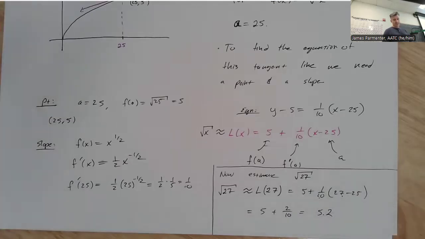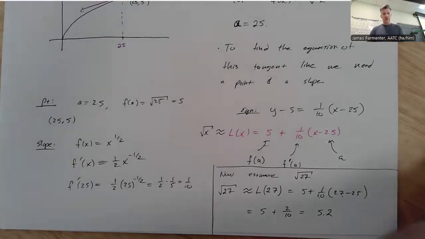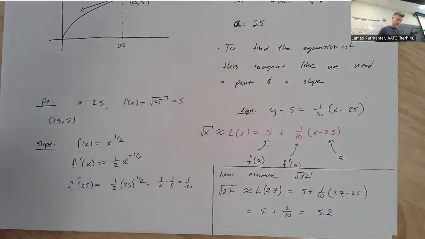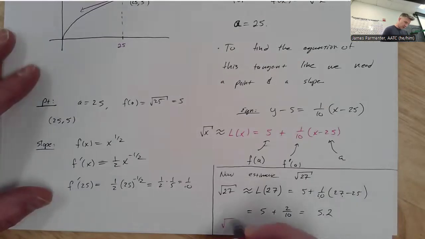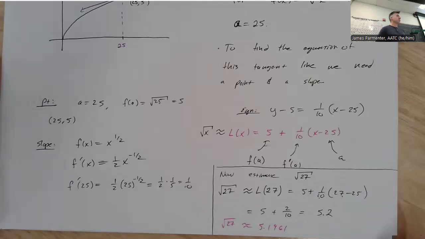Or you could write it as 52/10 or 26/25 if you wanted to write it as a fraction. But I do like decimals here if it's easy to calculate, because then you can compare it to what you get on a calculator. So if you actually go and try to calculate the square root of 27 on the calculator, you're going to get approximately 5.1961. So pretty good. Our estimate's pretty close.